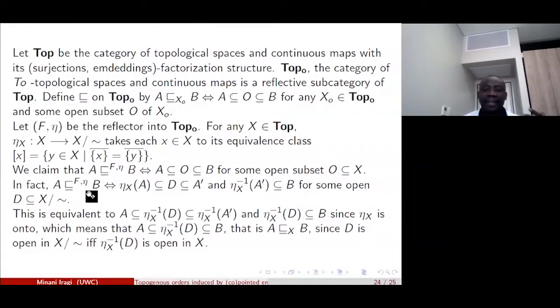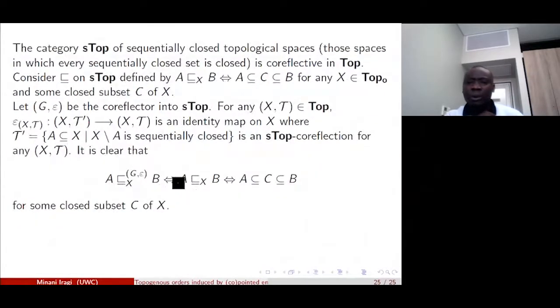We saw that, assuming that eta X is initial. Being initial means that for eta X of A there must be an open set between eta X of A and A dash, being an open morphism for open subsets of the quotient space. And because of this map being surjective, we can have this, just because the image of an open set is open. And because this map is a quotient, a set is open in the domain if and only if its image is open. Then we have that this is the least topogenous order induced by the quotient map.